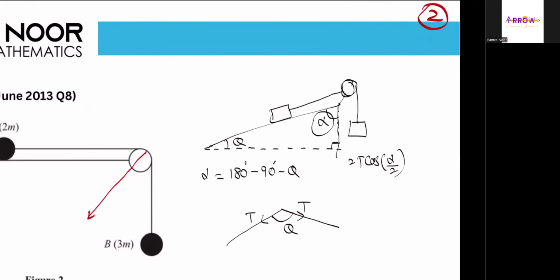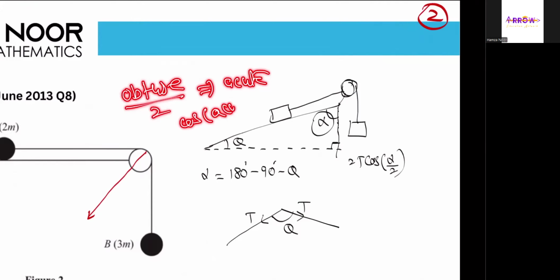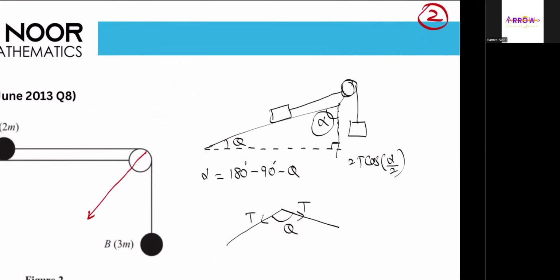Okay, but you might be wondering that the angle between the two tensions is obtuse. So how come this is possible? Because when an obtuse angle is divided by 2, this gives you an acute angle. And the cosine of an acute angle is always a positive value. This makes sense.